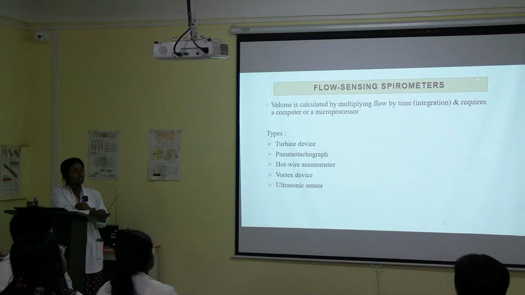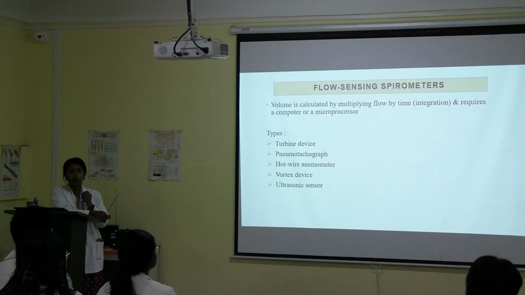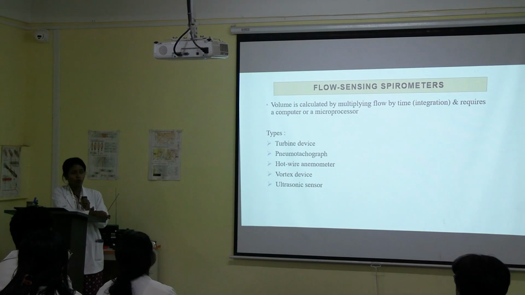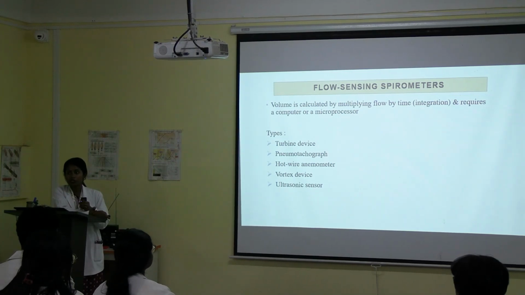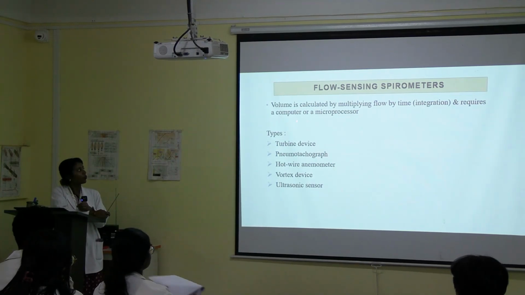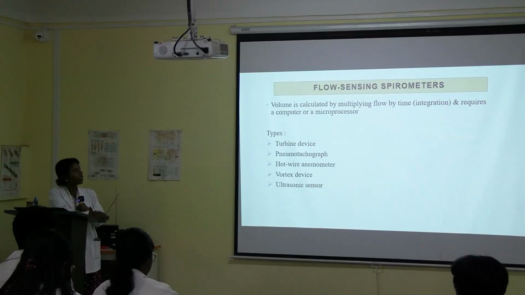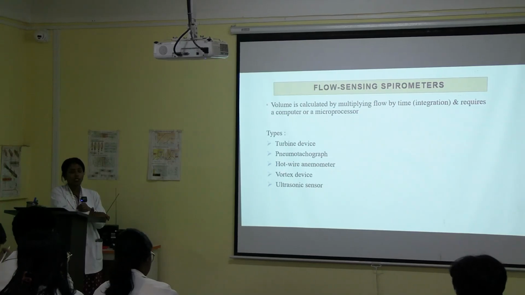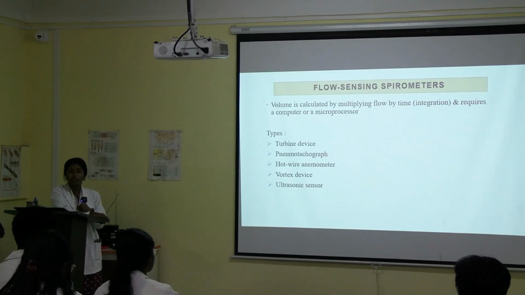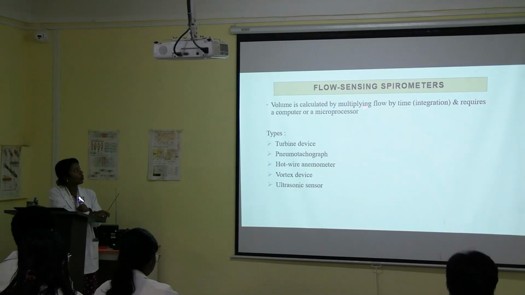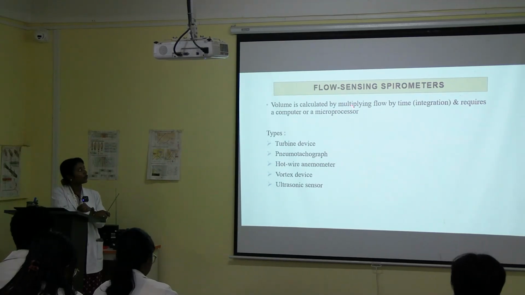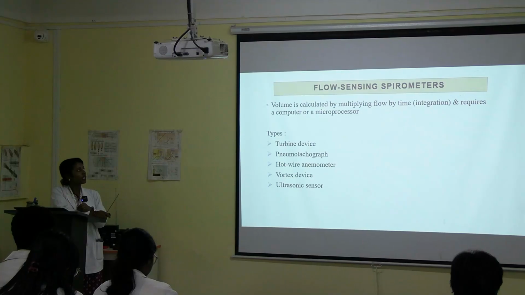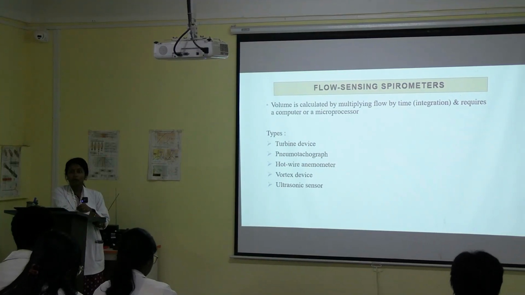So we have flow sensing spirometers. What they are going to do is, when you blow the air, when you flow the air, they are going to sense it by your computer or a microprocessor, okay. So these are the various types. We have the turbine device, then pneumotachograph, hot wire anemometer, then vortex device, ultrasonic sensor. So this is flow sensing. The volume is calculated by multiplying flow by time.